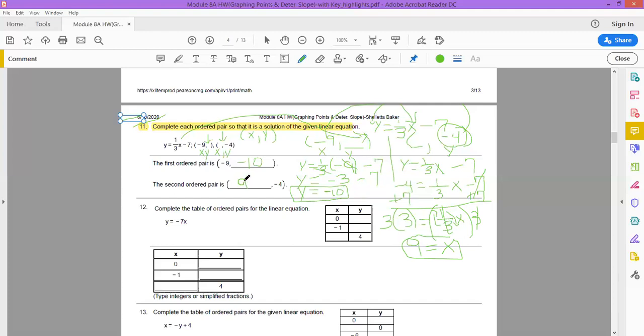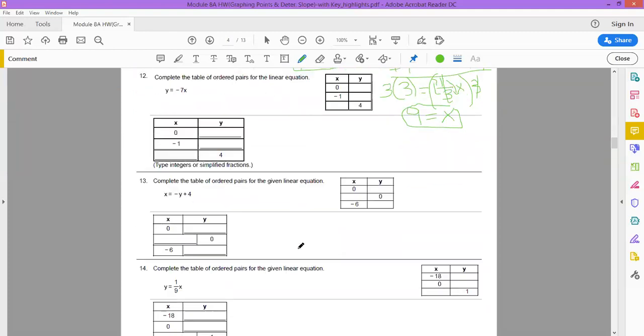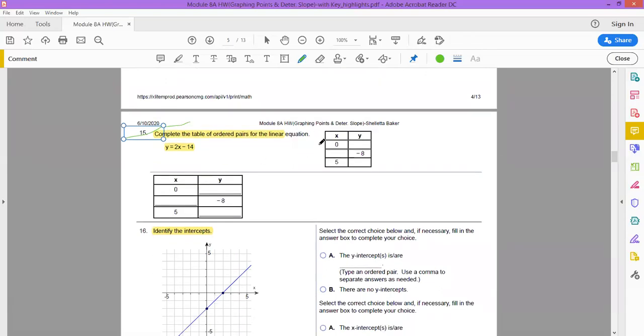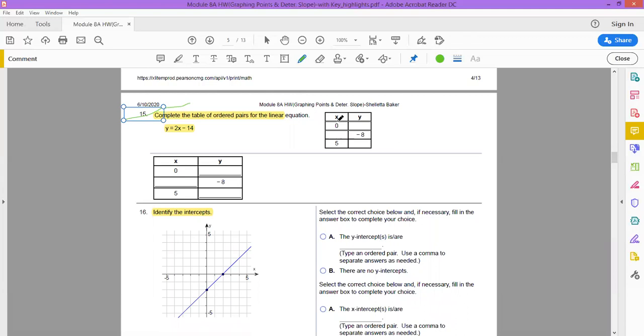And 9 will be the value you replaced into that ordered pair. Moving on, let's look at number 15. You're completing a table, and when you're completing this table, you're going to do the same steps, very similar to our last problem, except now we're using a table format.